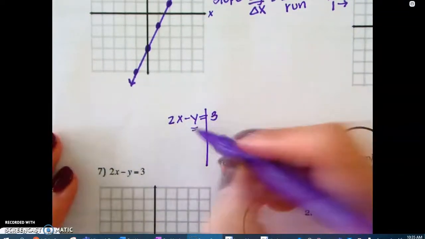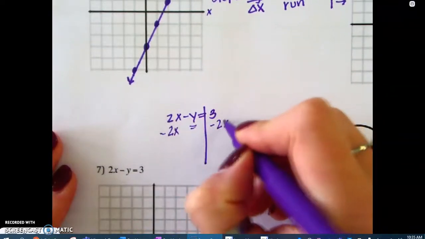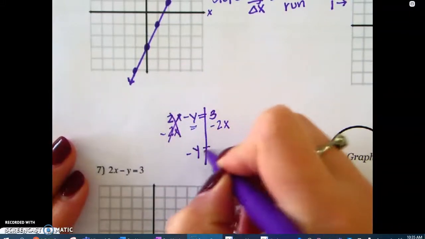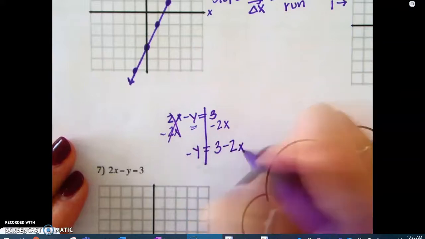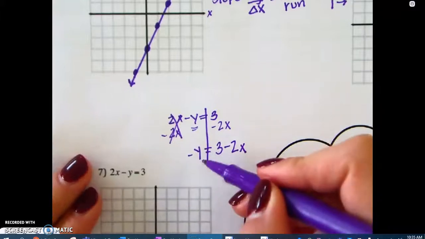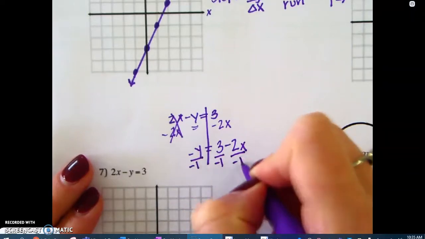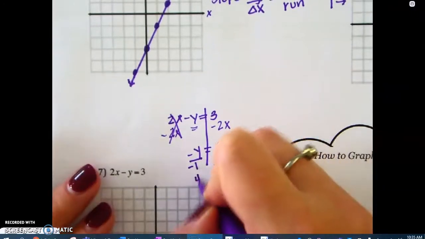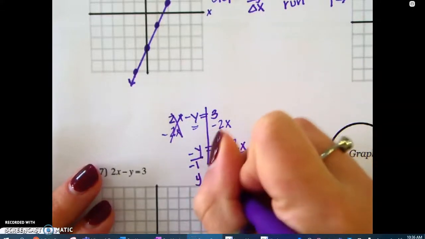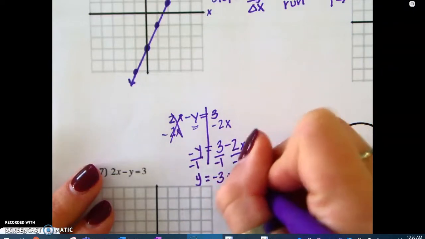So if I want to keep this y here, I'm going to undo this 2x by subtracting 2x on both sides. After I do that, I have negative y equals 3 minus 2x. So I can't combine these because they're not like terms. And so to get this y to be positive, I have to divide by negative 1. And I'm left with y equals 3 divided by negative 1 is negative 3. Negative 2 divided by negative 1 is positive 2x.